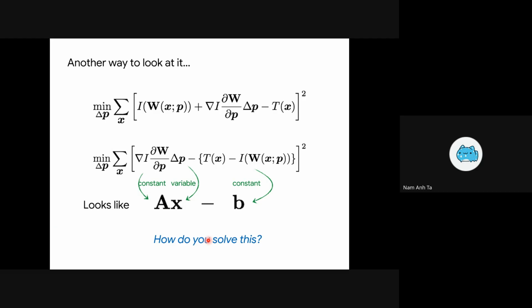in linear algebra. So the A right here is a constant, corresponding to the image gradient multiplied by the warp Jacobian. And these are our known constants. The x right here is an unknown variable, delta p. And the b right here represents the error, which is the difference between the template and the current warped image. So by transforming a complex image alignment problem into a much simpler problem in linear algebra, we can solve it using familiar linear methods.